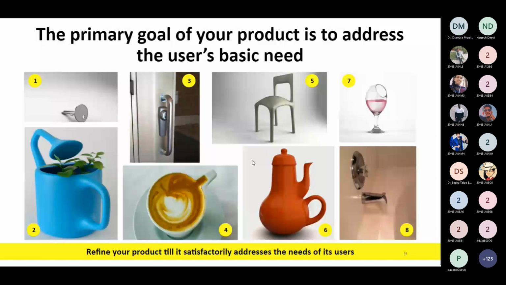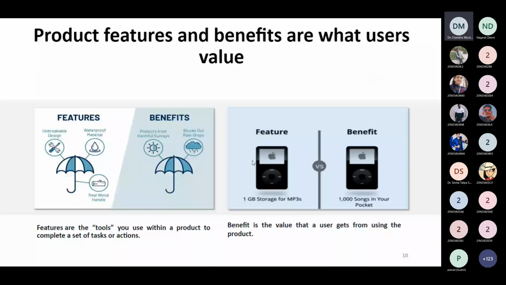Next, a very, very important thing you have to keep in mind is to differentiate between the features and the benefits. When you market, you have to tell the benefits to the customer, not the features. Say I have an iPod with 1 GB storage for MP3 songs. What benefit does it give to the customer? It will store 1,000 songs in your pocket.